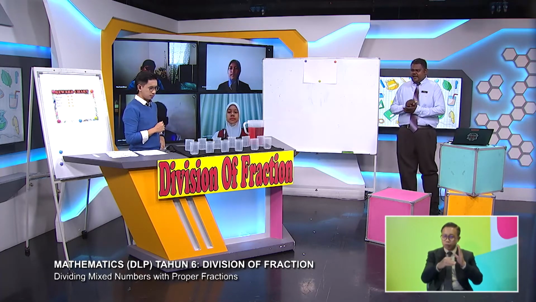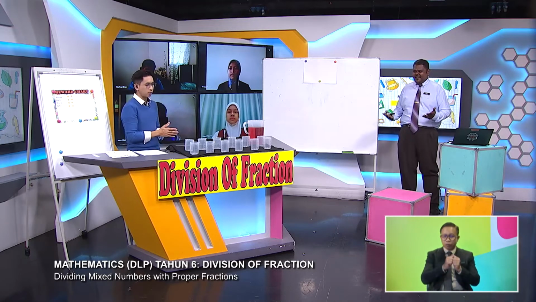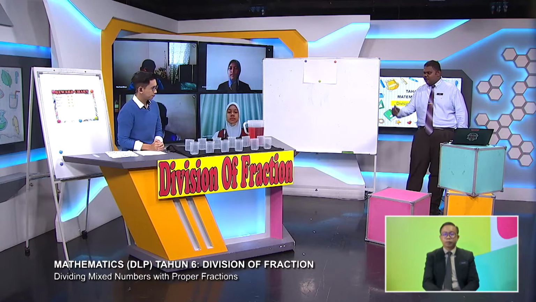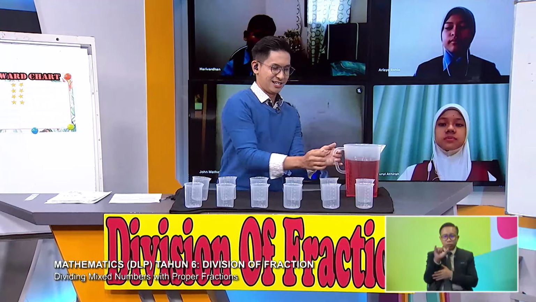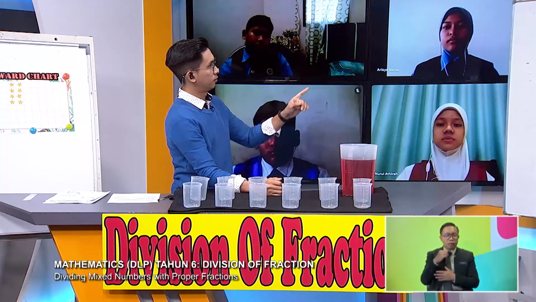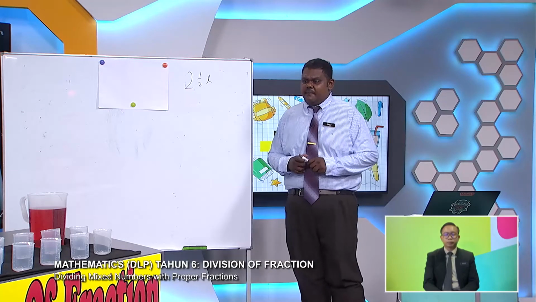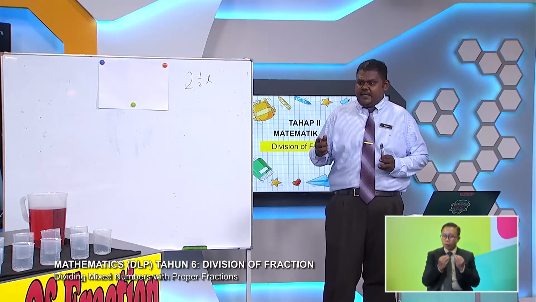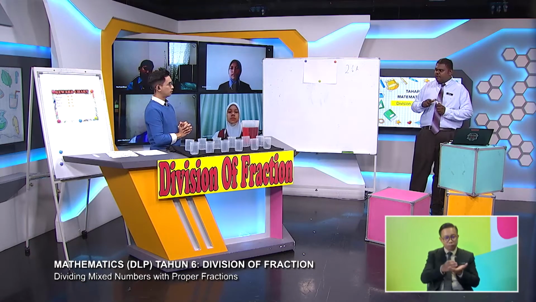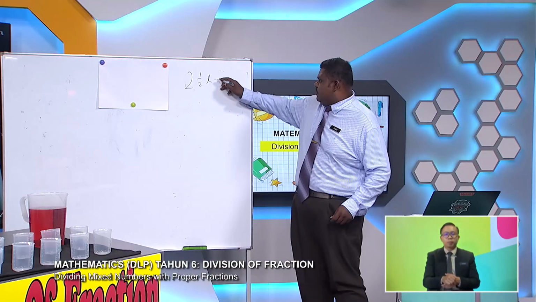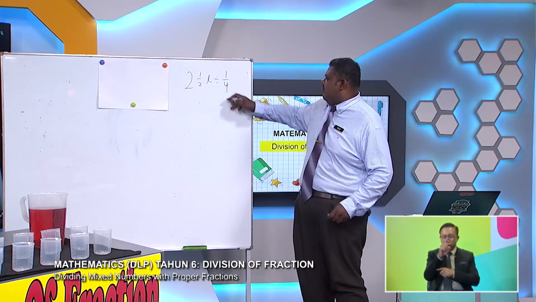Okay, let's start with a problem. We always start with a real life situation. We have one big jar of syrup there. The content of the syrup is 2.5 liters, or 2 1/2 liters. I want you to fill up the syrup into the small beakers. Each beaker is 1/4 liter. So I'm going to test you on how you divide this into 1/4 liter.